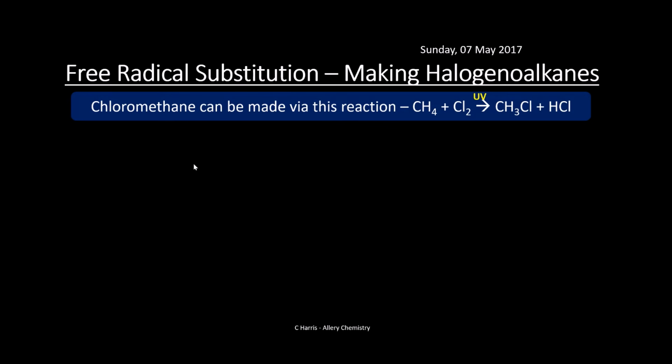Okay, so chloromethane can be made via this reaction. So we've got methane reacting with chlorine. There's a bit of UV light there as well. Look, this is going to get involved. And we produce our chloromethane and HCl. So we can use a free radical mechanism to make this.